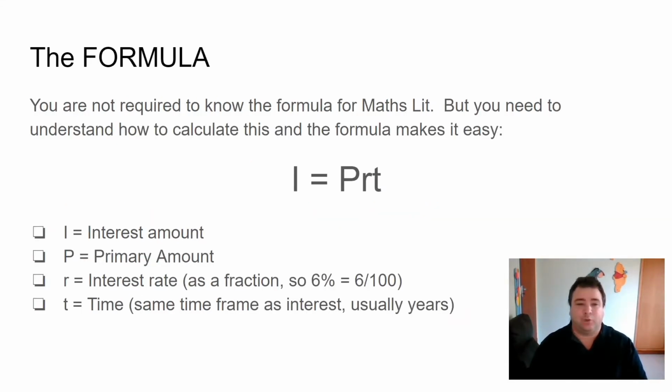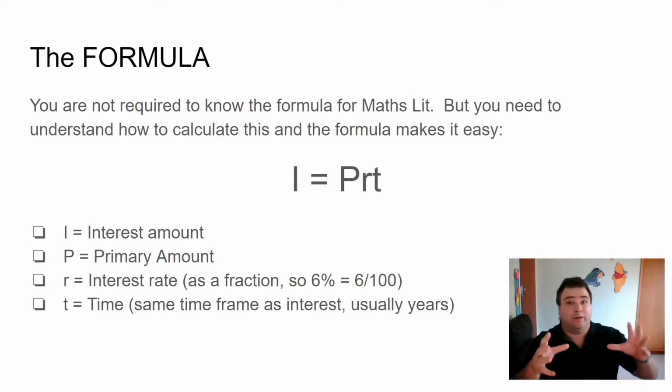So what is the formula? The formula is I is equal to PRT. Now, you don't need to know this formula for Mathlet. It's not a requirement. You need to be able to calculate using essentially the formula, but if you just use logic, you would get to this point anyway. So what is it saying? I is the interest amount. So I is the thing I'm working out, usually how much interest I'm going to get. How do I get that? I get that by multiplying P and R and T.